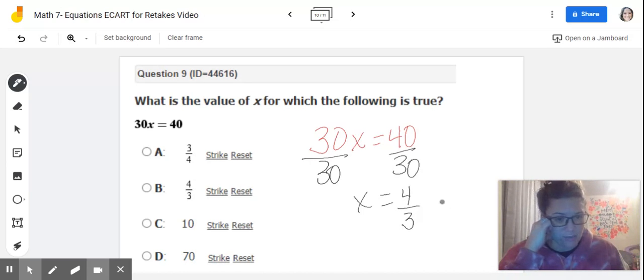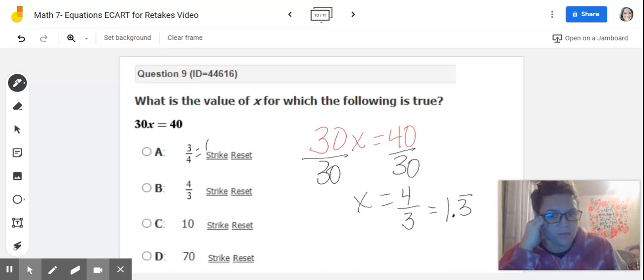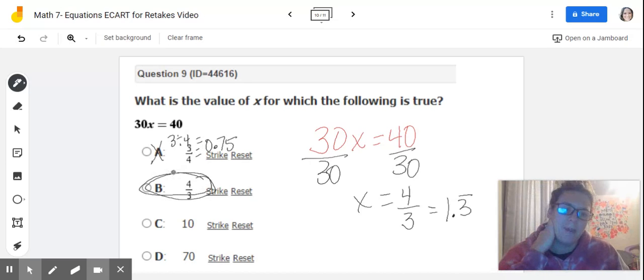If you don't like that it's a fraction and you divide it on your calculator, you're going to get 1.3 repeating. So if you put this into a decimal on your calculator by doing 3 divided by 4, that equals 0.75. So that's not the same thing, but a lot of you picked A, maybe because you saw the 3 and the 4, I don't know. But this one was 4 over 3, which is 1 1/3.